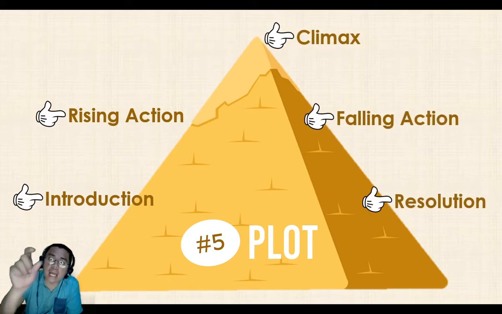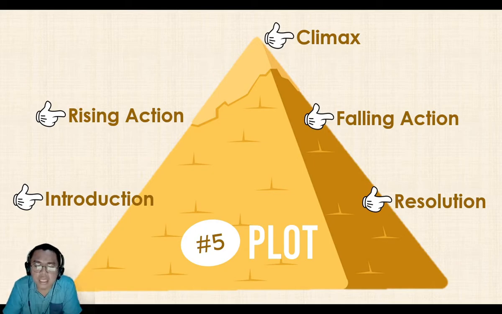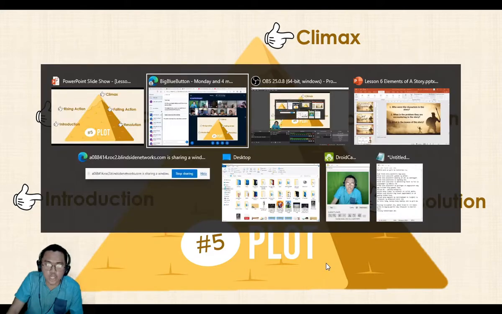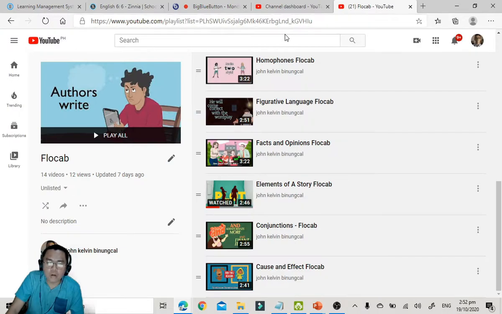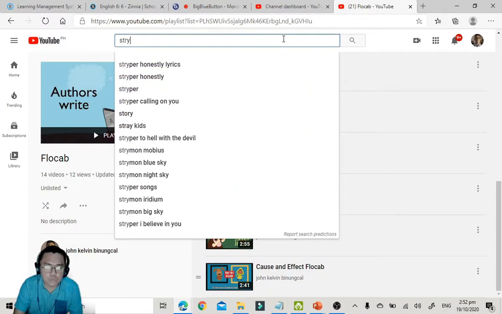Now, if you're writing a story and you want to make it easier, this is the best way that you can do. You need to follow a plot. Every story has a plot. First, we have an introduction, rising action, climax, and falling action and resolution. Now, if you want to know more about the story plot, I want you to listen to this song.